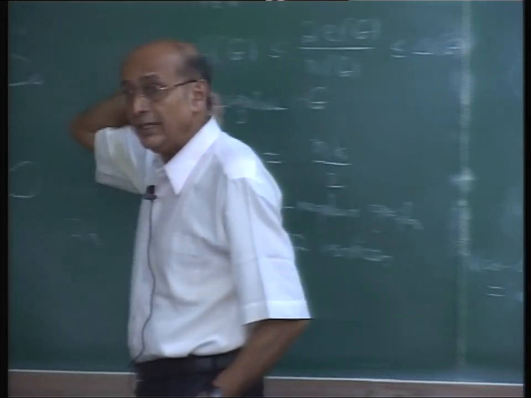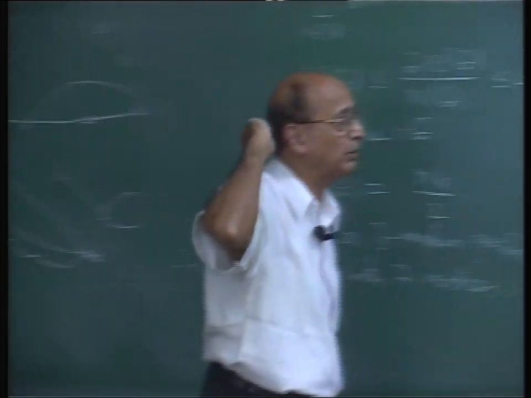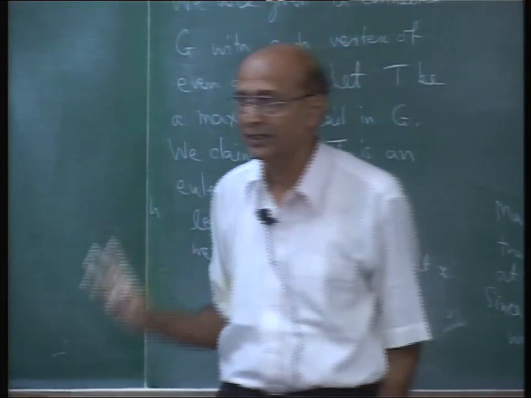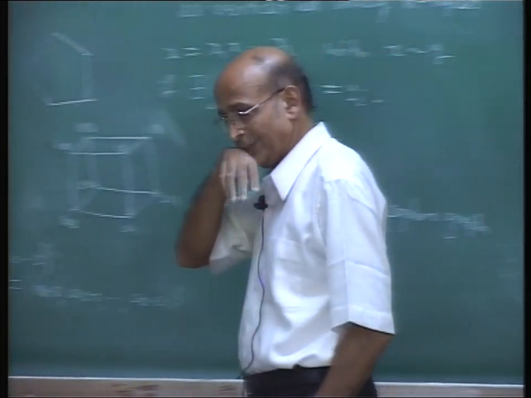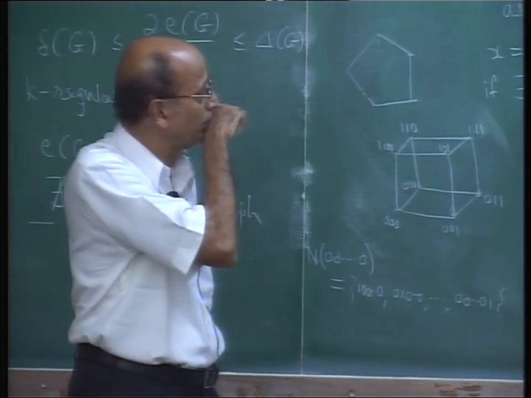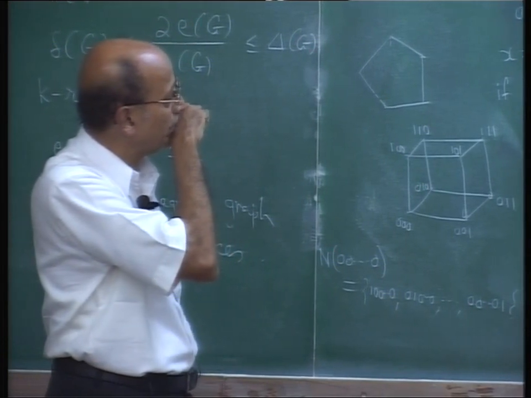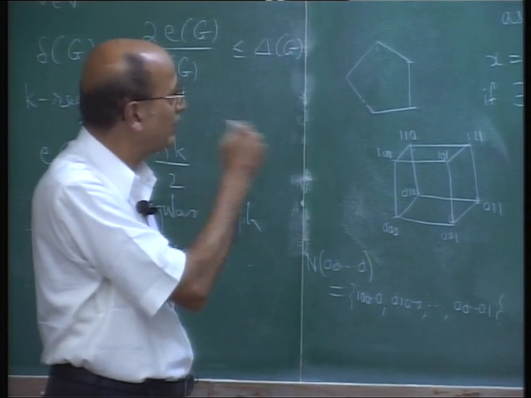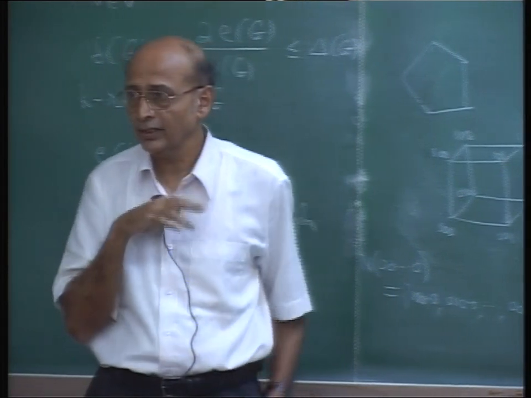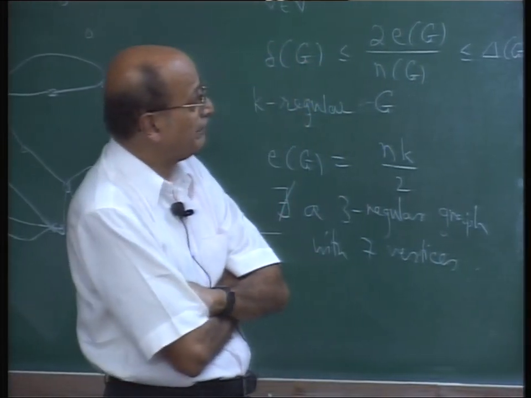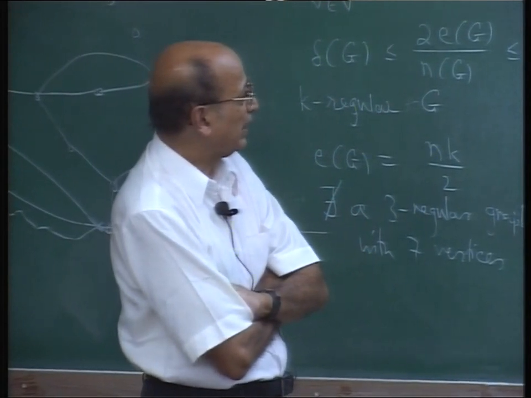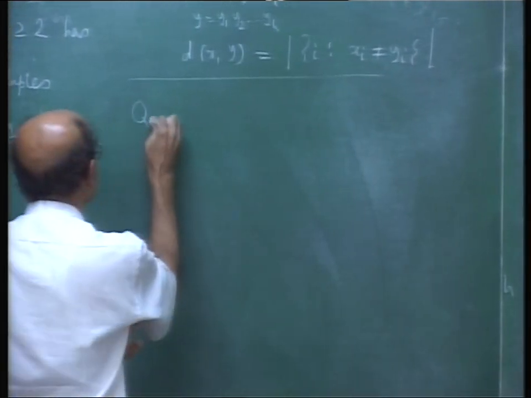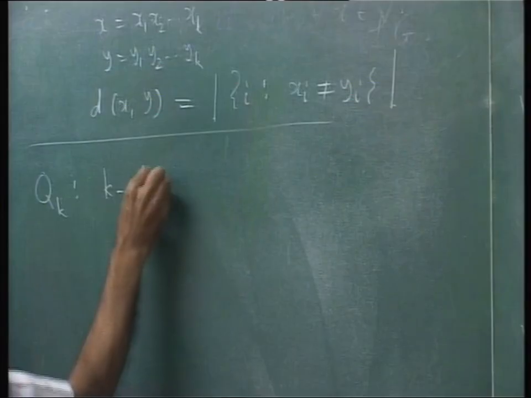This is a metric, not a very interesting metric from a topologist's point of view, but it is a metric. You can check that the triangle inequality is satisfied. So those that are at distance 1 according to that definition are the ones that are adjacent to a given vertex. There is quite a lot more to this. Q_k is called the hypercube graph, the k-dimensional hypercube or cube.